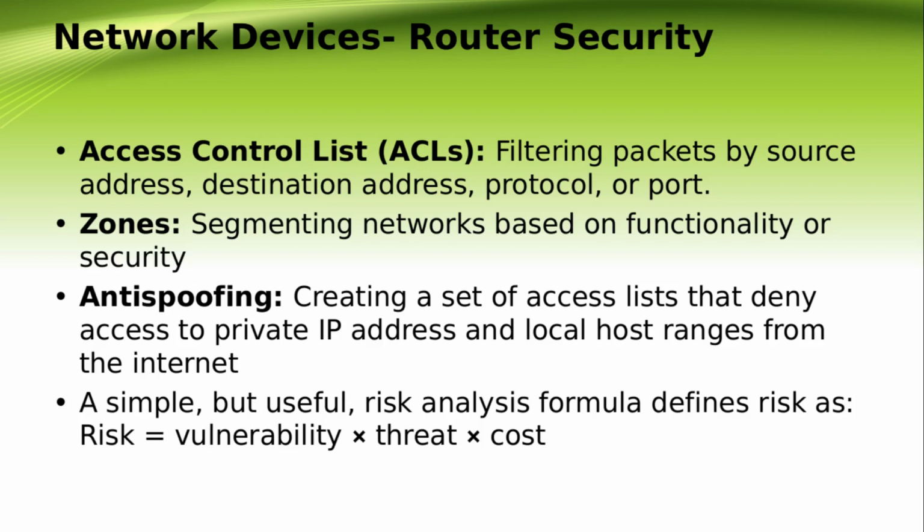Anti-spoofing is a technique for identifying and dropping packets that have a false source address in a spoofing attack. The source address of an incoming packet is changed to make it appear as if it is coming from a known or trusted source. There's a simple but useful risk analysis formula: risk equals vulnerability times threat times cost.